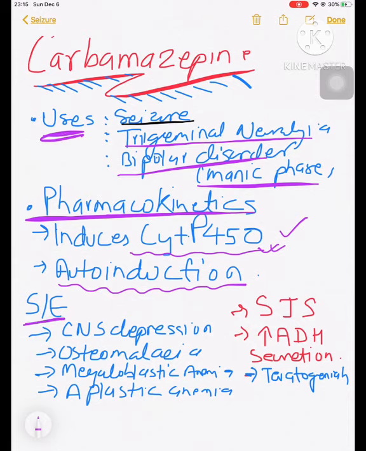Next, the side effects. The side effects are CNS depression, osteomalacia, megaloblastic anemia, aplastic anemia, and teratogenicity. These are common to most of the antiepileptics. And there are some special side effects of carbamazepine as well.